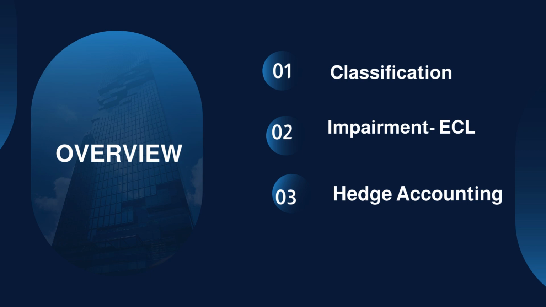Here's our game plan. First, we'll tackle how to account for the initial recognition and subsequent measurement of financial assets under the three IFRS 9 categories. Then, we'll move on to the expected credit loss model and how to book impairment losses. Finally, we'll conquer the journal entries for a simple cash flow hedge. Stick around, it's going to be insightful.